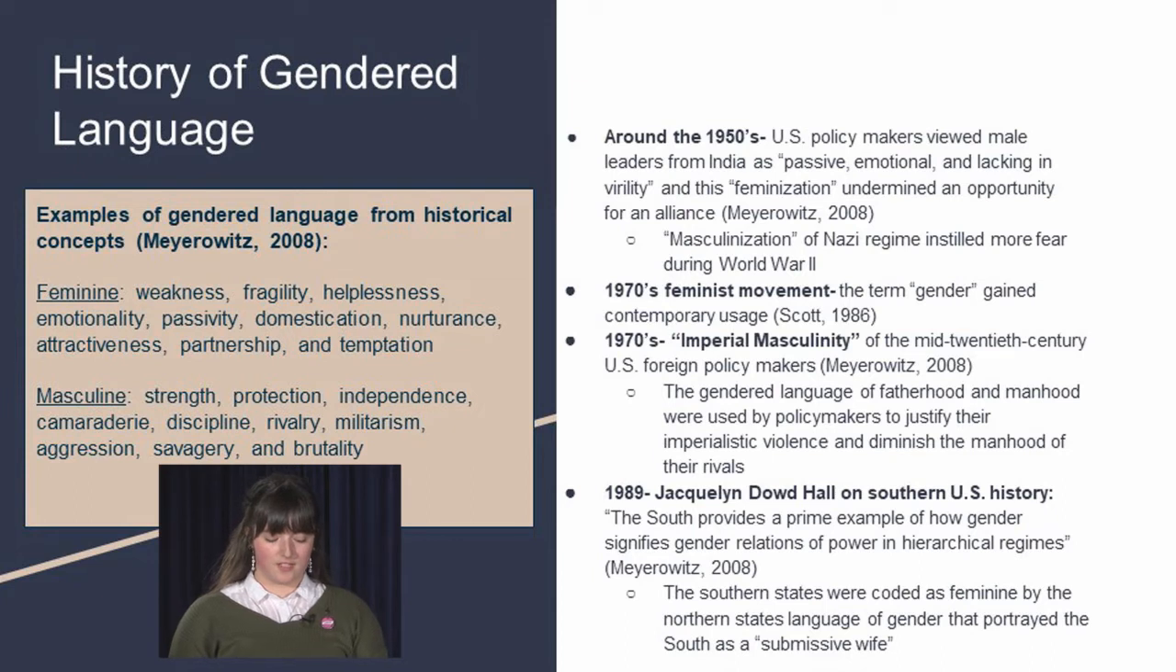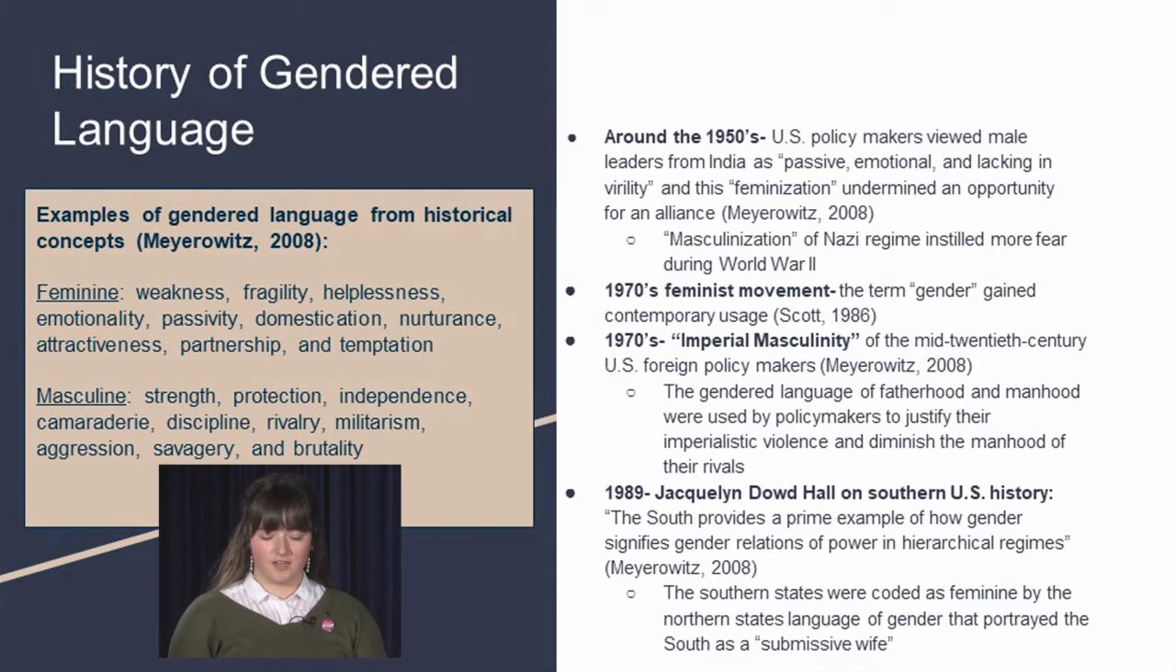In the 1970s, during the feminist movement, where men and women were protesting for women's rights, the term gender finally gained contemporary usage throughout the United States. Also in the 1970s, U.S. policymakers used masculine language to justify their imperialism and violence to U.S. citizens.